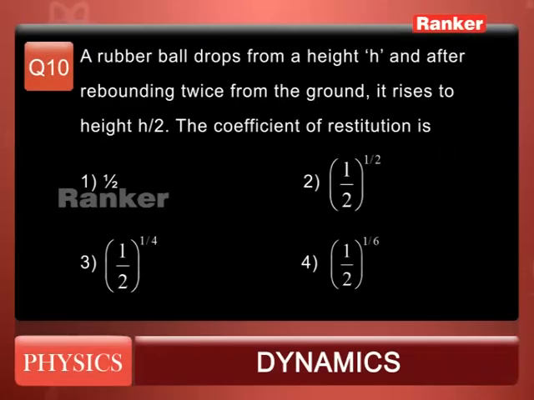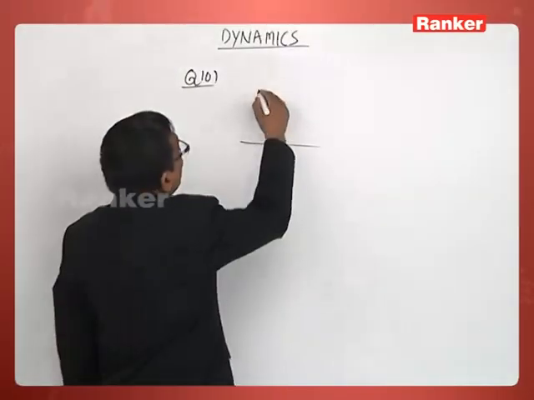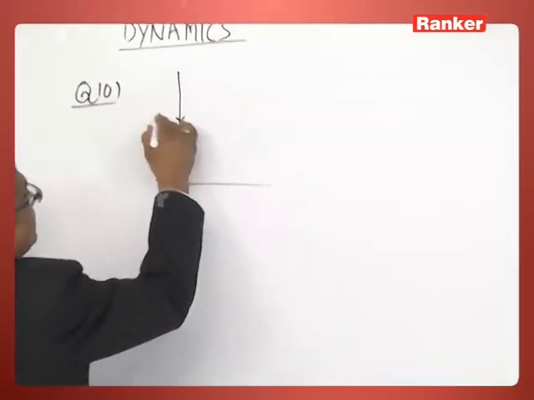In this, a rubber ball drops from a height h, and after rebounding twice from the ground, it rises to a height h by 2. What is the coefficient of restitution? This problem we have already dealt with. It's an extension of that problem. It is falling from some height.